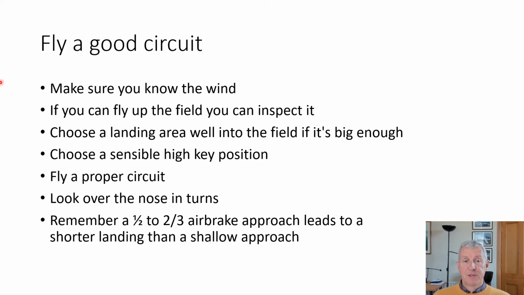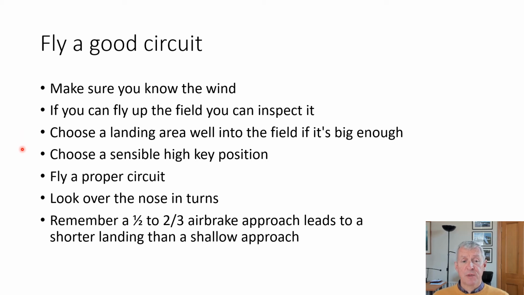And then we need to fly a good circuit. I'll repeat my point about knowing the wind. What's that circuit look like? Well, if the field is a little far away from where we were, it's quite good if we can fly upwind past the field because we can make a good inspection of it before we go downwind. We want to choose a landing area well into the field if it's big enough. Landing somewhere in the middle is better than landing at the edges because there tend to be fewer obstacles.